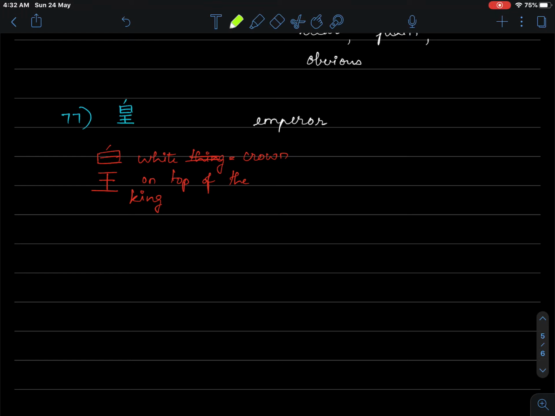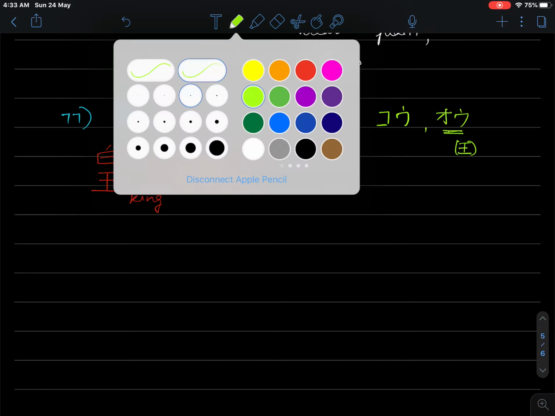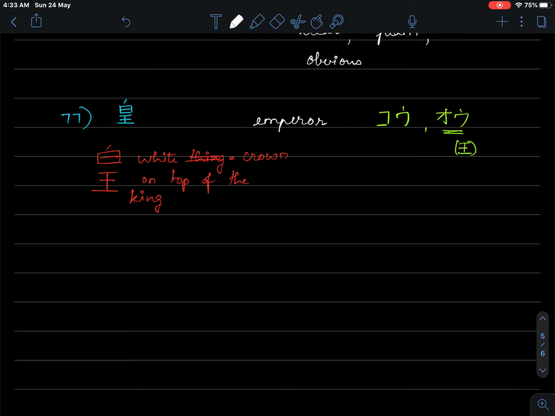It does not have any kunyomi. It has two onyomi only. The first is ko, the other is o. Now again, this o is the same as the reading for this part, so it's easy to remember. So let's have a look at words.